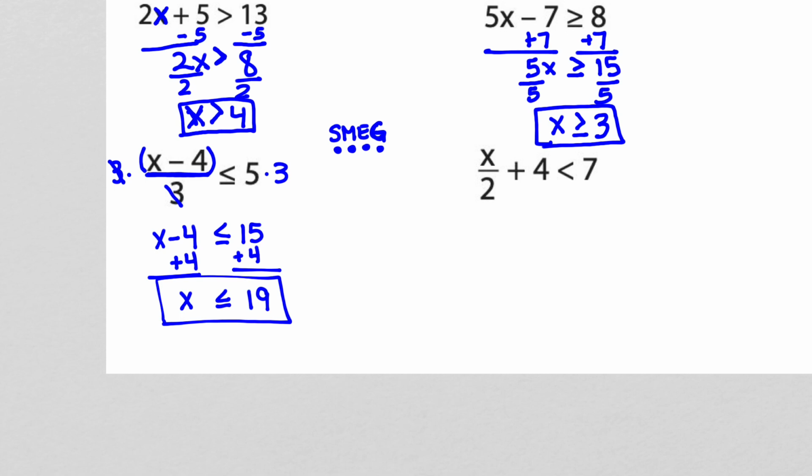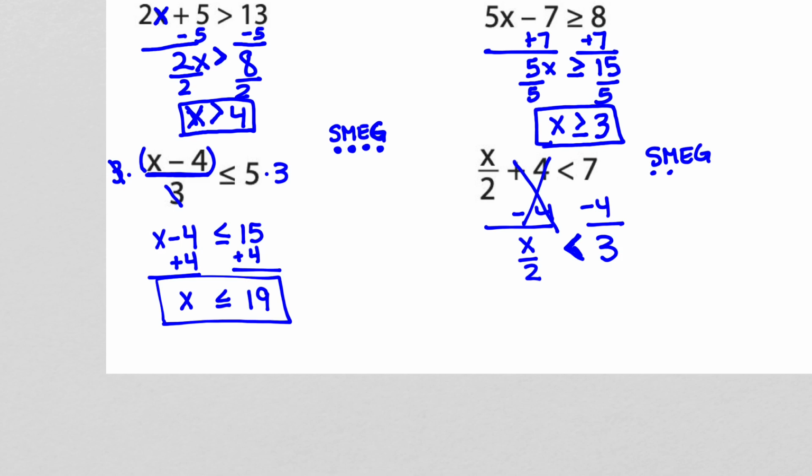And finally, again, we're going to do SMEG. So first let's look for subtraction and addition. I see plus 4, so let's minus 4. What I do to one side, I do to the other. Got to keep it balanced. I know that subtracting does not reverse. It just preserves the inequality symbol. So I have x divided by 2 because these two things cancel each other out. And then 7 minus 4 is 3.